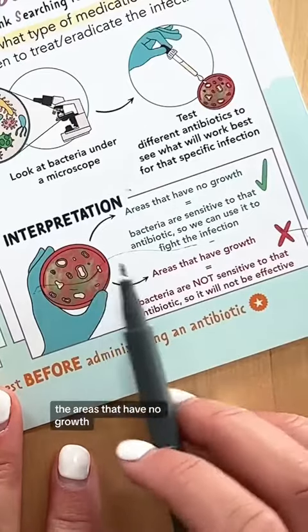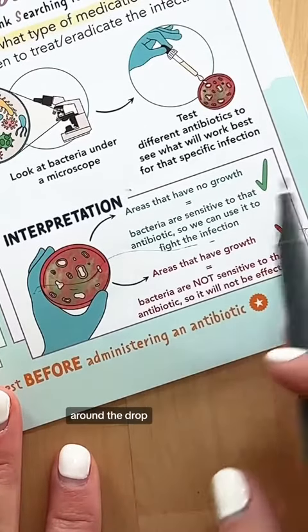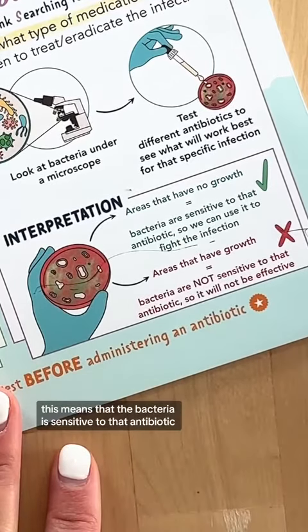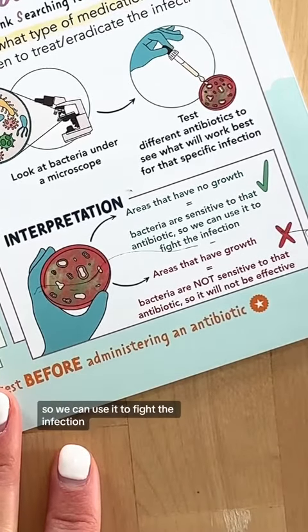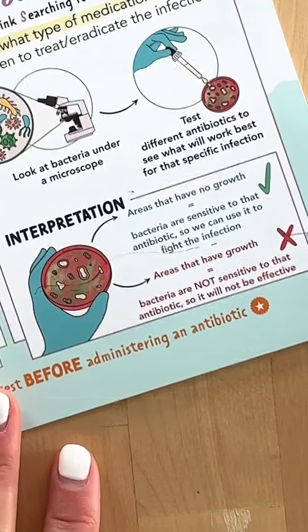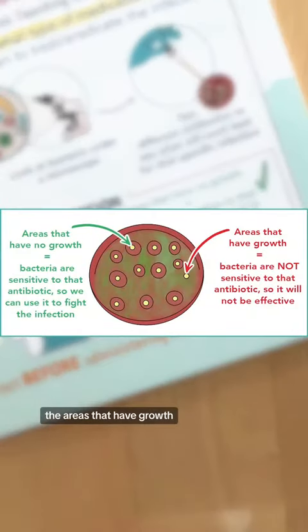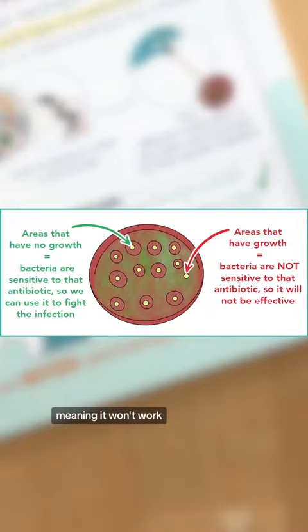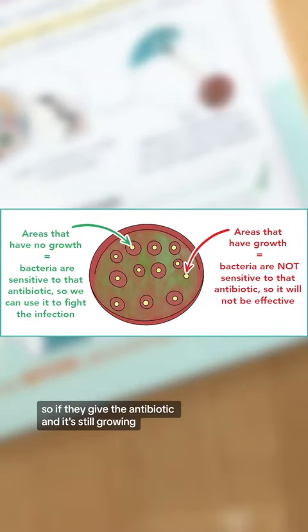So as you can see, the areas that have no growth around the drop, this means that the bacteria is sensitive to that antibiotic, so we can use it to fight the infection. But as you can see here, the areas that have growth mean that the bacteria are not sensitive to that antibiotic, meaning it won't work. We want to stop the infection. So if they give the antibiotic and it's still growing, obviously we don't want to use that antibiotic.